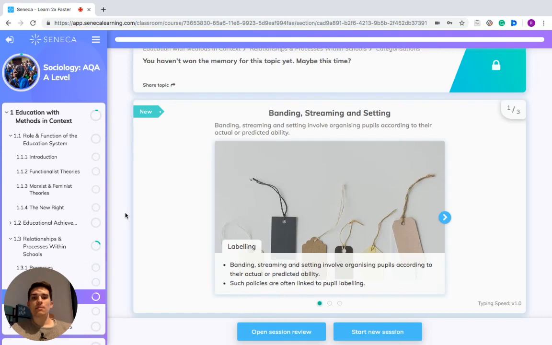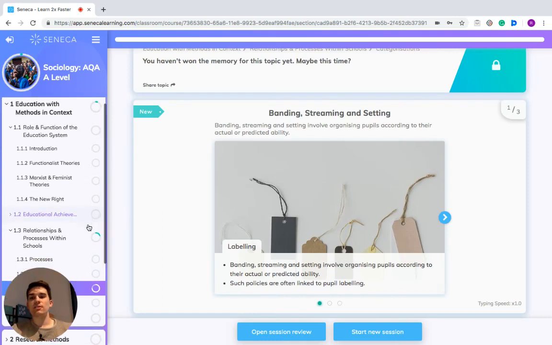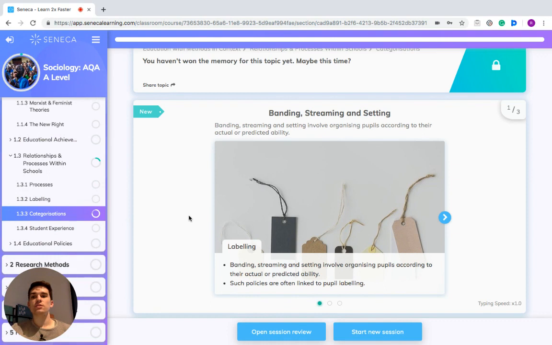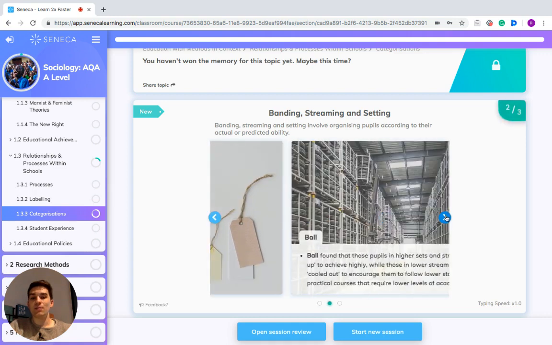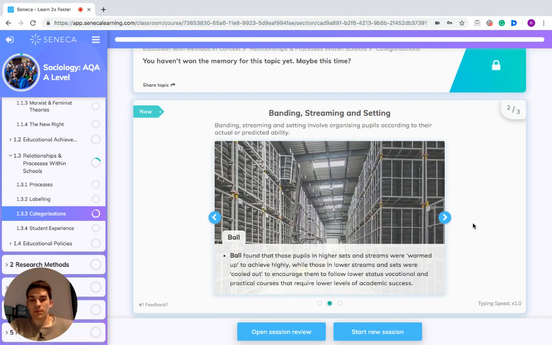Welcome back to the latest episode looking at categorisations in schools for your sociology A-level exam. So we're going to start by looking at banding, streaming and setting, which involves organising pupils according to their actual or predicted ability. Such policies are often linked to labelling pupils in a certain way.